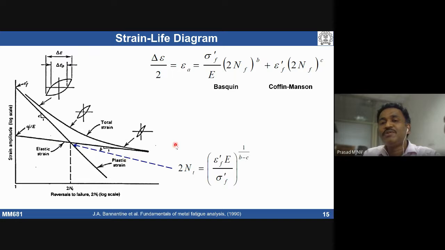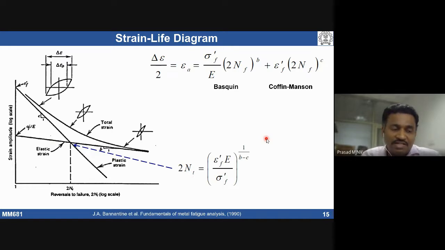Researchers establish mathematically, for a given material, the constants sigma f prime, epsilon f prime, b, c, which are material constants depending on the material, and E is the elastic modulus of the material. Once you know the material constants, I can know the transition number of cycles to failure, which researchers establish for the transition from low cycle to high cycle fatigue of a given material.